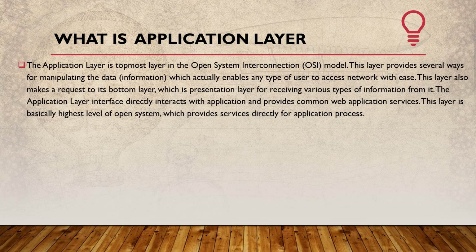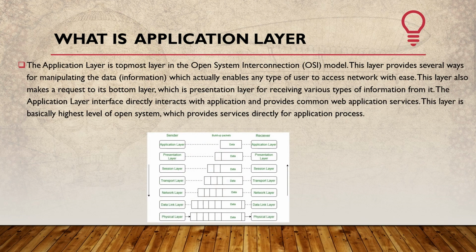Today we are going to discuss the application layer. What is the application layer? The application layer is the topmost layer in the OSI reference model. This layer provides several ways of manipulating the data, the information, which enables any type of user to access the network with ease. See, this application layer is the only one the user can visualize.